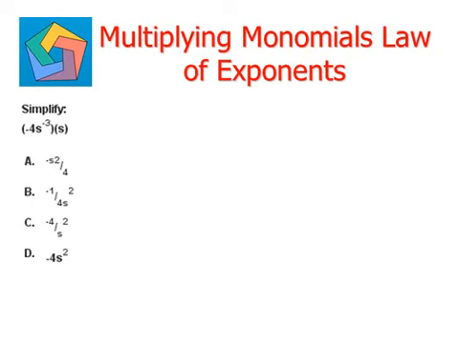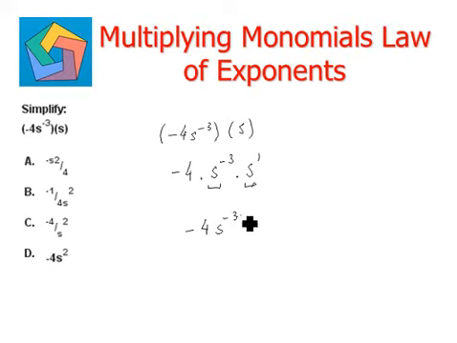Simplify and we are given negative 4s to the power of minus 3 times s. Now this can be split up and written as negative 4 times s to the power of negative 3 times s to the power of 1. When there is no power, that means the power is 1. So now we see that these two bases are similar. As per the rule, when bases are same, exponents add up. Negative 3 plus 1. Negative 4 s to the power of negative 3 plus 1.